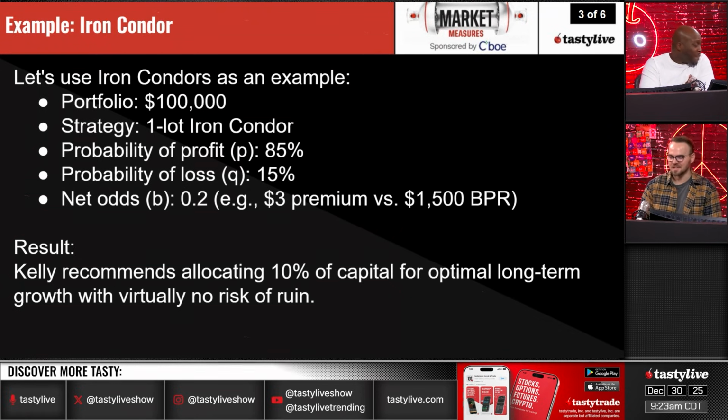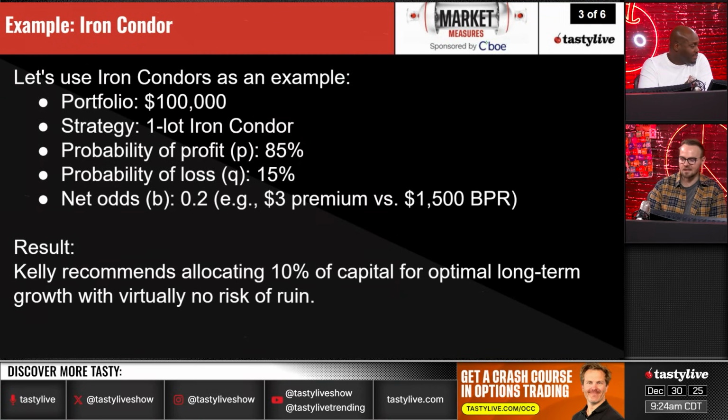Let's use iron condors as an example. $100,000 portfolio, strategy: 1 lot iron condor, probability of profit 85%, which brings your probability of loss to 15%, and the net odds of 20%, for example, a $3 premium versus $1,500 buying power. The result: Kelly recommends allocating 10% of capital for optimal long-term growth with virtually no risk of ruin.